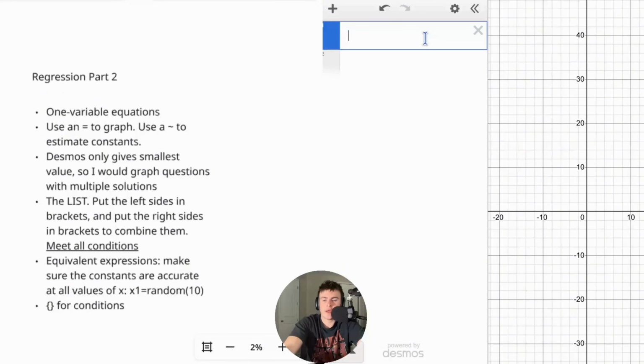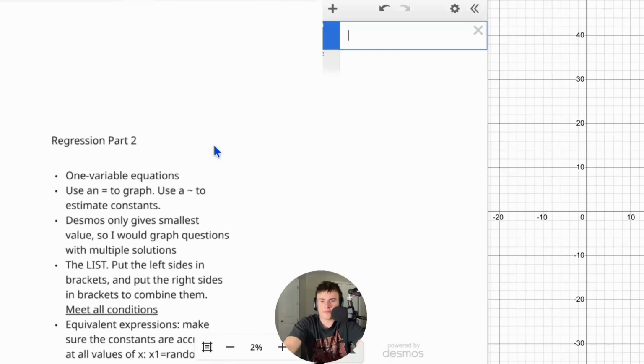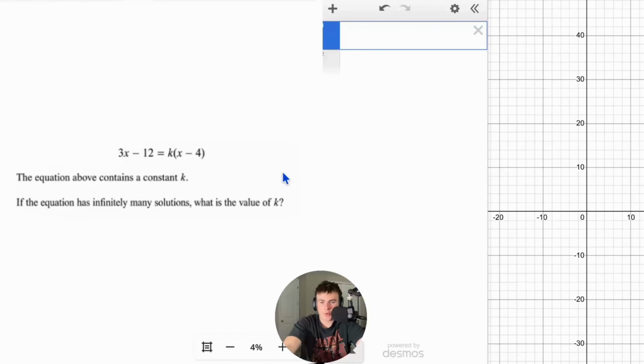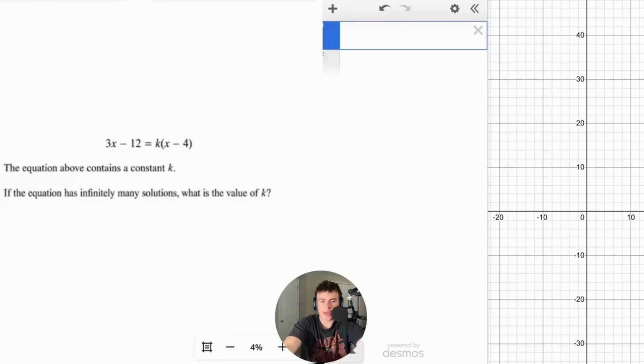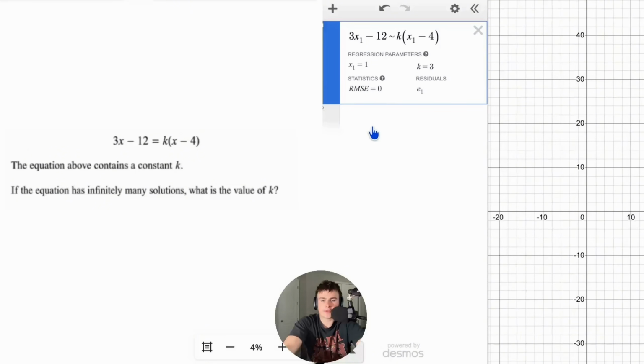Now, the list. Let's break down the list here. Here, let me show you an example before we move on to the list. This is a great example. It says the equation above contains a constant k. If the equation has infinitely many solutions, what's the value of k? Well, as I said in the previous video, if equations have infinite solutions, that literally means they are the same. They're equal, right? So if these equations are equal, I can use a tilde here. So we just put a tilde to this equation, and then it'll just say that k is 3.